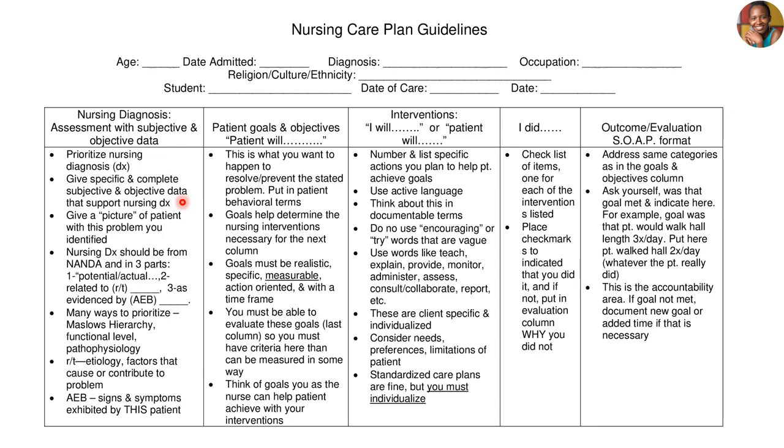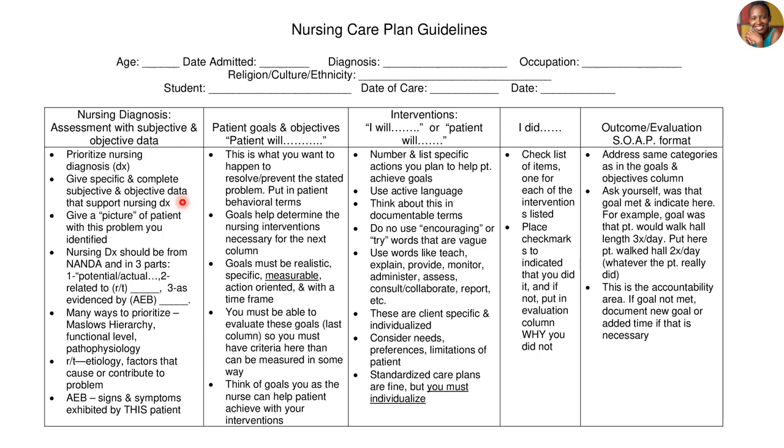So the nursing diagnosis here comes in three parts. The first portion is either the potential or the actual step, which you actually get from the NANDA. The second part of your nursing diagnosis is that part that is made of related to, and the last part is the evidence or evidenced by.